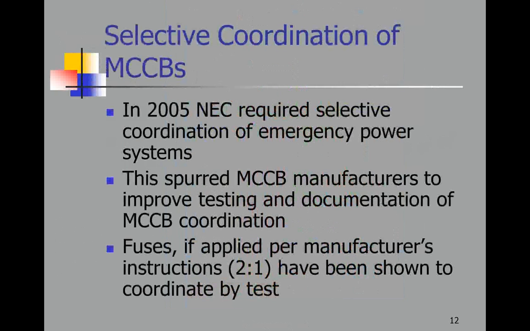We'll talk a little bit about selective coordination of multi-case circuit breakers. That used to be kind of an oxymoron, but in 2005, I believe, the NEC finally adopted a requirement that emergency power systems will selectively coordinate, with some caveats and restrictions. But this had been promoted by some fuse manufacturers for many, many code cycles and was finally approved.